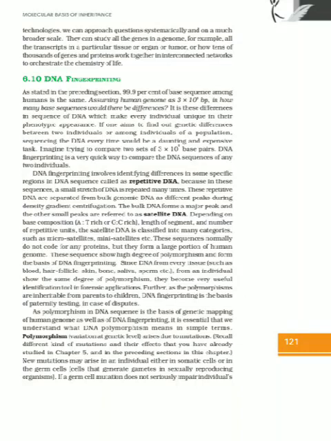Polymorphism, variation at the genetic level, arises due to mutations. Recall different kinds of mutations and their effect that you have already studied in chapter 5 and in the preceding section in this chapter. New mutations may arise in an individual as cells that generate gametes in sexually reproducing organisms. If a germ cell mutation does not seriously impair an individual's ability to have offspring who can transmit the mutation, it can spread to the other members of the population through sexual reproduction.